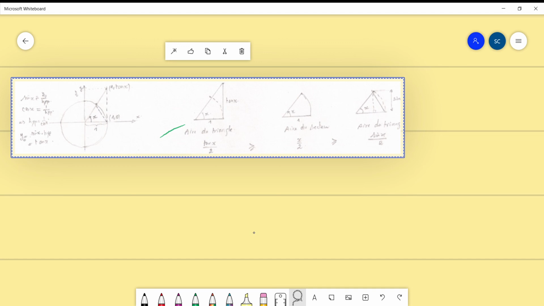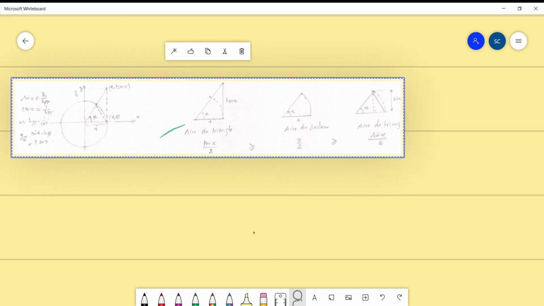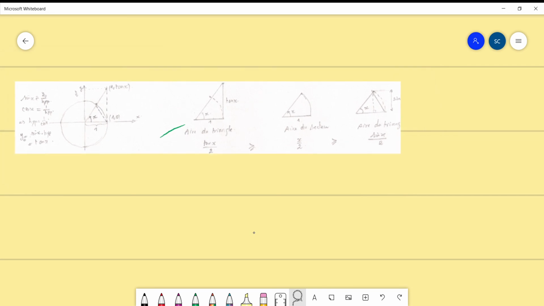All this calculation is to show that the size of this side of this triangle is tangent x. Then we compute the area of this right triangle. It's half this side times tangent x. So we have this quantity. Then the area of the sector.